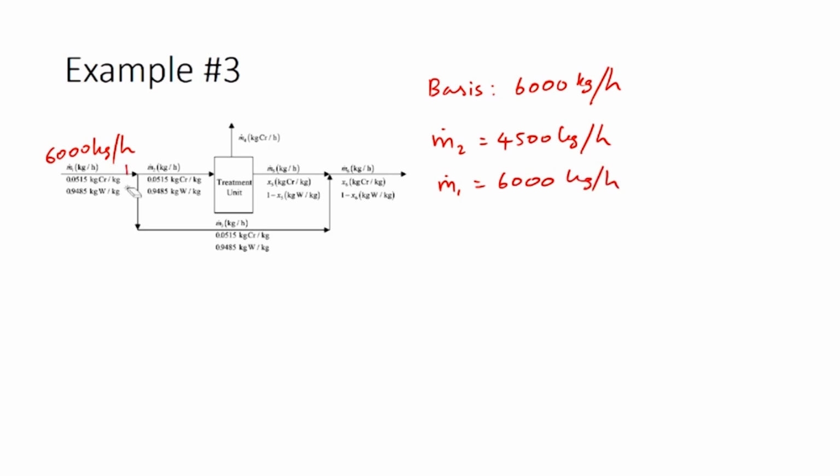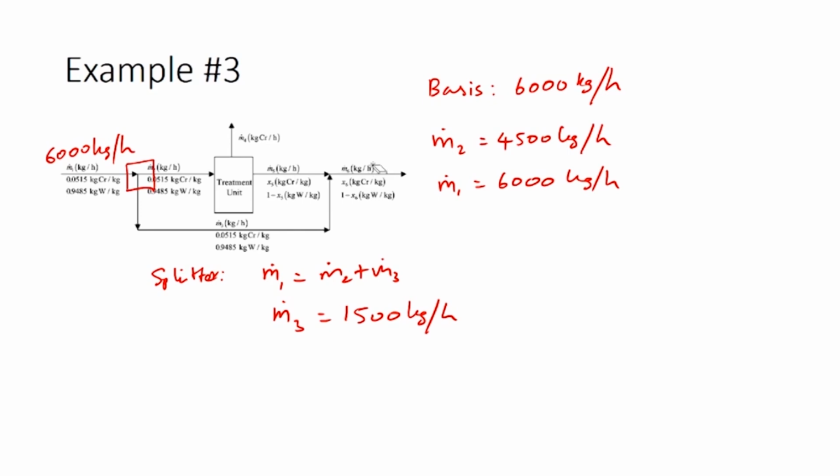If you were to write a material balance for the splitter, you would write one total balance: M1 dot equals M2 dot plus M3 dot. Using this you can get M3 dot as 1500 kilograms per hour. So, we now have M1 dot, M2 dot and M3 dot. We need to know M4 dot and what M5 dot and M6 dot would be.